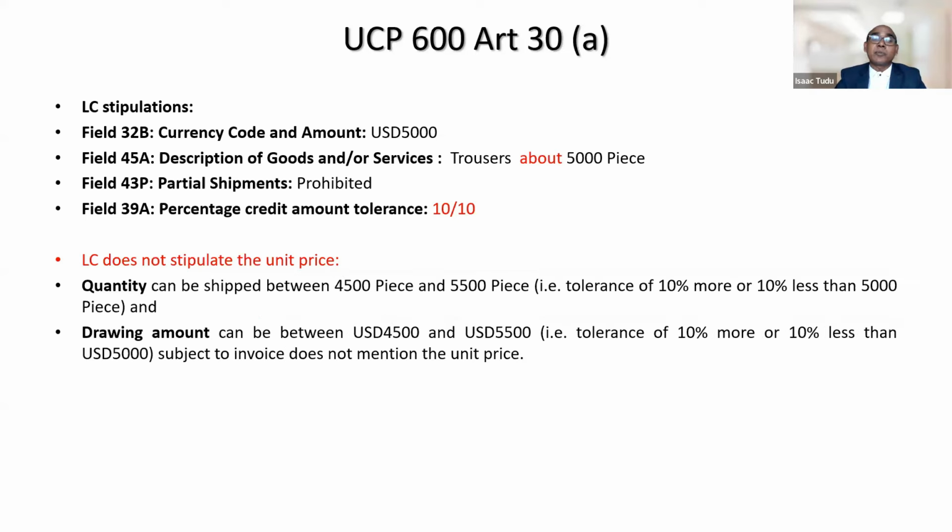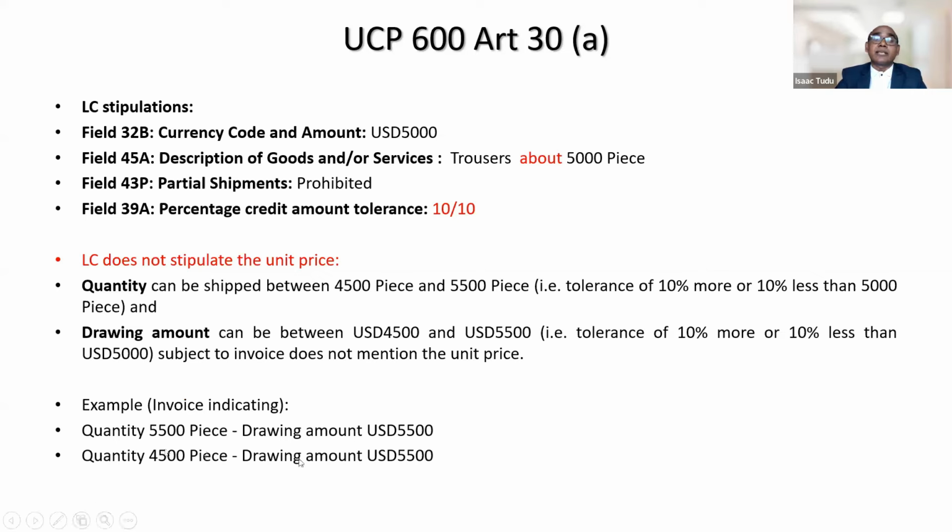Okay. And the drawings amount can be between US dollar 4,500 and 5,500 US dollar. So here also a tolerance of 10% more or 10% less against the LC amount has been given, obviously subject to the invoice not mentioning the unit price. So in this case, quantity 5,500 with drawings amount US dollar 5,500 will be acceptable. Quantity 4,500 and, see here, drawings amount 5,500 will also be acceptable. You may wonder how it is possible that quantity has been reduced by 10% within the tolerance range, but the amount has been increased by 10% within the tolerance range.